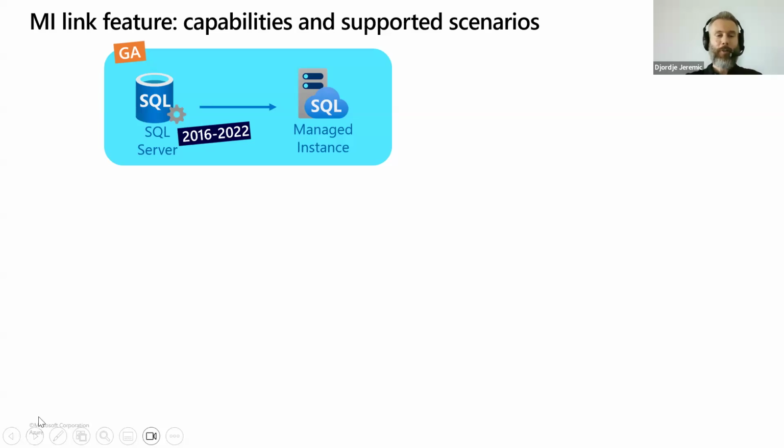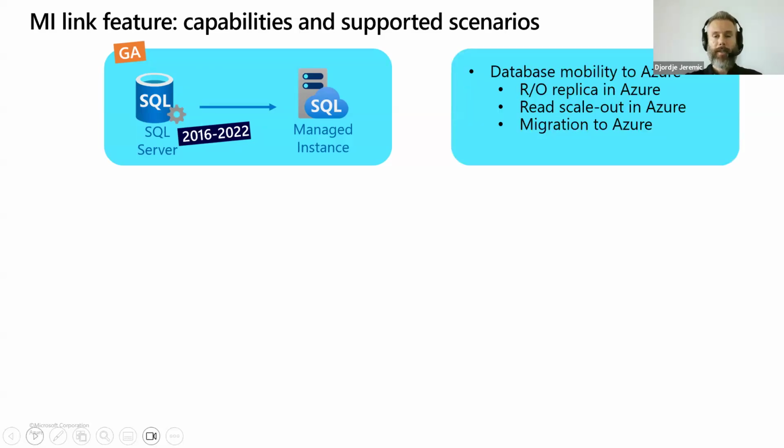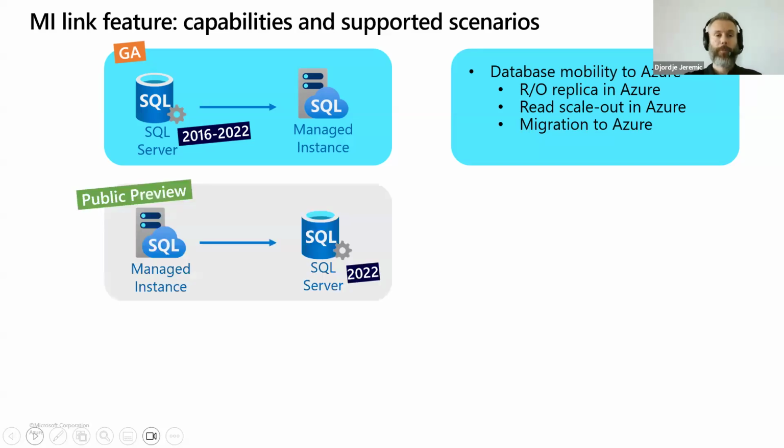The capability that is currently generally available, and it's available for SQL Server versions 2016 and on, is the capability to configure a link. And this can enable you to create read-only replicas in Azure, to do read scale out, and to do a migration of your databases into Azure if you wish.